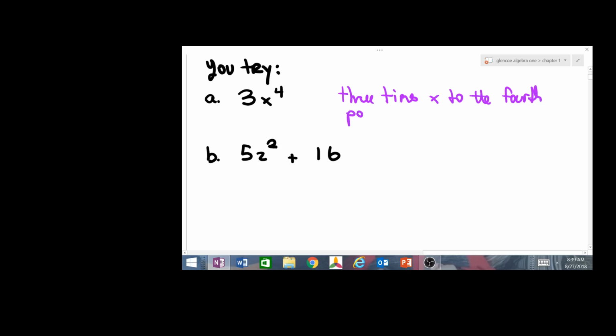Did anybody write something else that they want to share? Yes. 3 times a number to the 4th power. 3 times a number to the 4th power. Very good. Any questions? Okay.